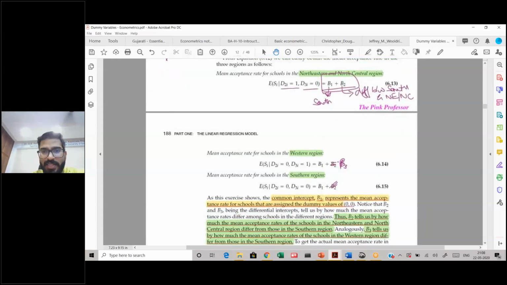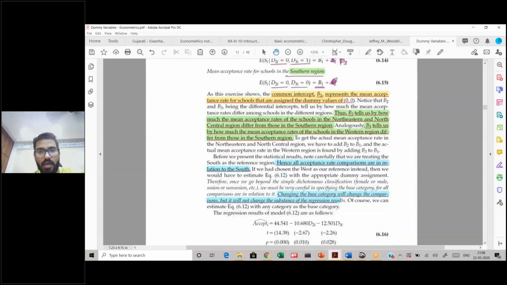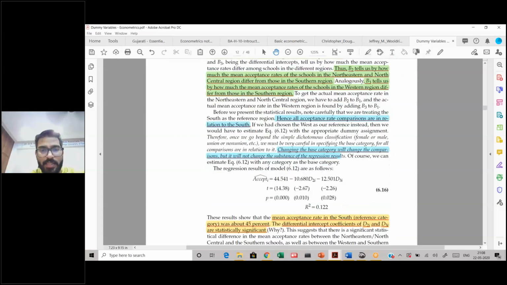For schools in the West, you need to put D2i equal to 0 and D3i equal to 1, and you will get beta 1 plus beta 3. Here, beta 3 is the difference between the mean scores of West versus the South, and the average is beta 1 plus beta 3. And if you want to find out the mean scores for South, all you need to put is D2i equal to 0 and D3i equal to 0. You will get this as B1. I hope this understanding is there.